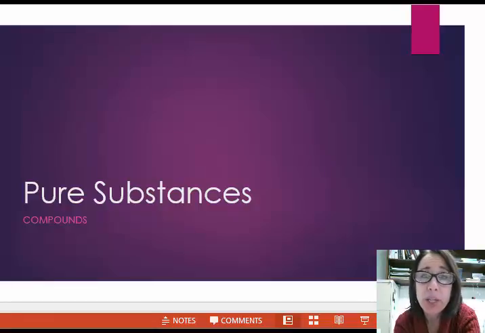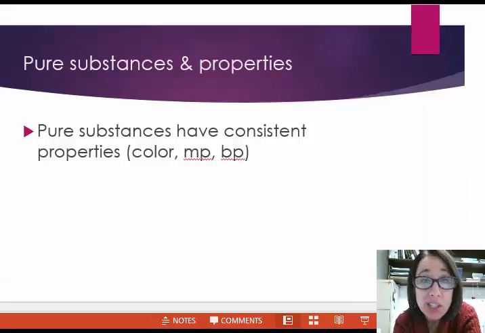We're going to continue talking about pure substances by looking in more detail at compounds. Just a reminder, pure substances have consistent properties such as color, melting point, signified by MP, and boiling point, signified by BP.